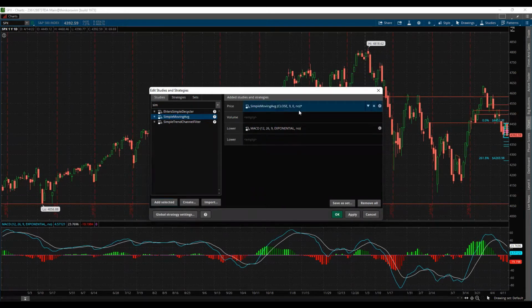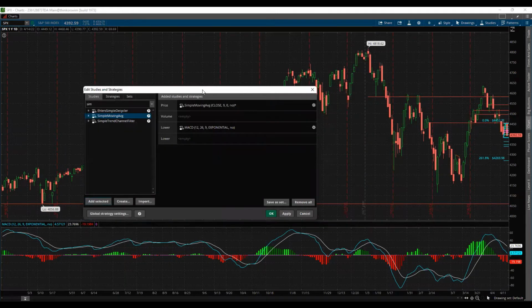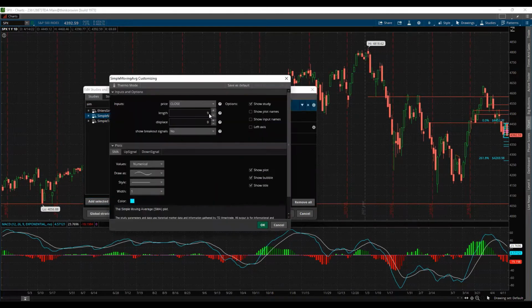By default, the simple moving average period is 9. That means it will calculate a 9-day average. So for a simple moving average, to take advantage of it, you need a minimum of 2 simple moving averages with different time periods.